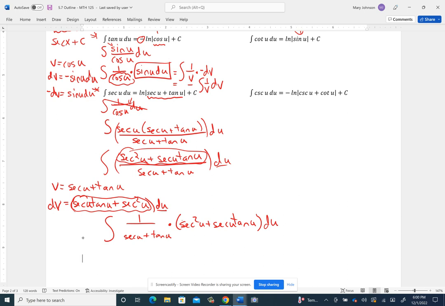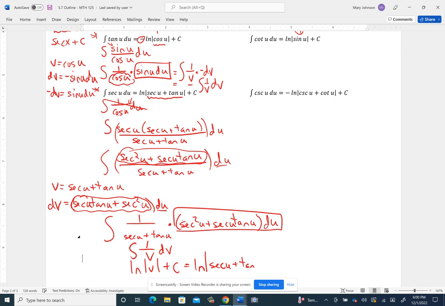So right here I have 1 over v, and right here I have dv. So I'm just trying to integrate that. After I integrate, it's going to turn out to be the natural log of the absolute value of v plus c, and that's going to be the natural log of the absolute value of secant u plus tangent u plus c.